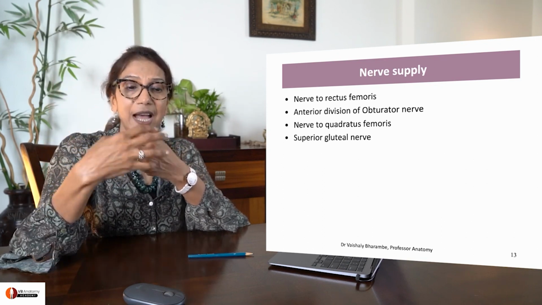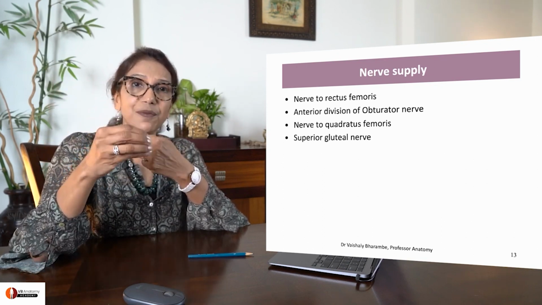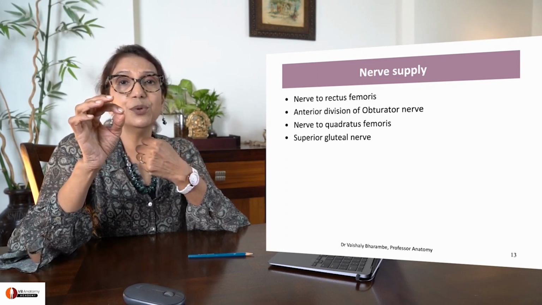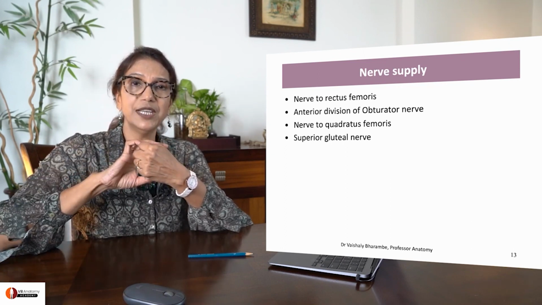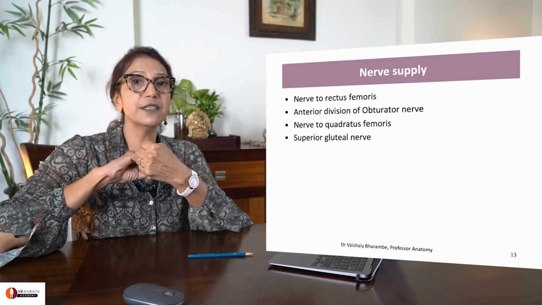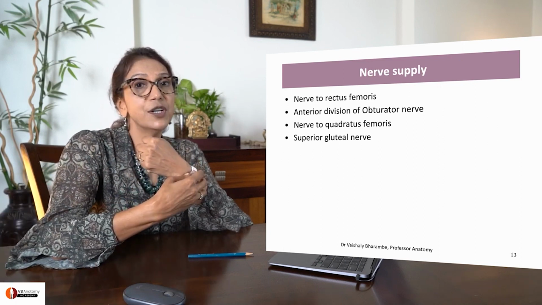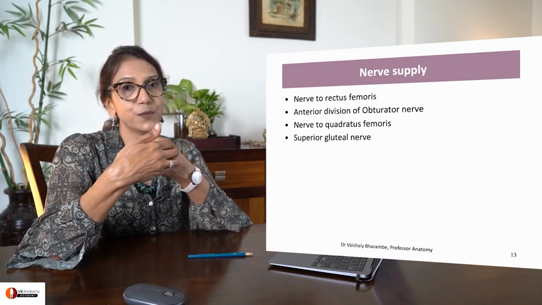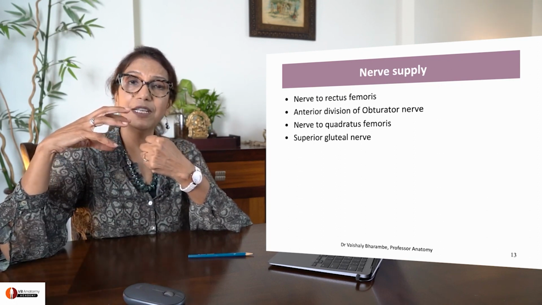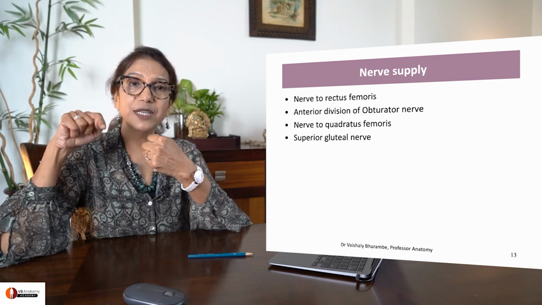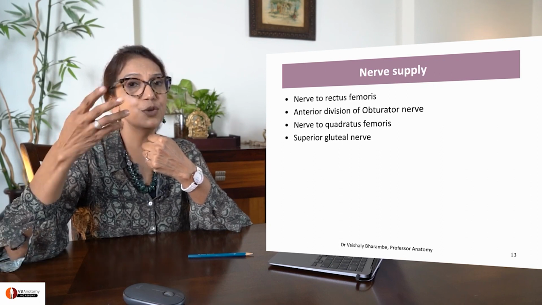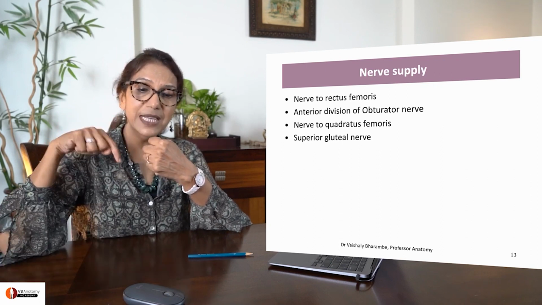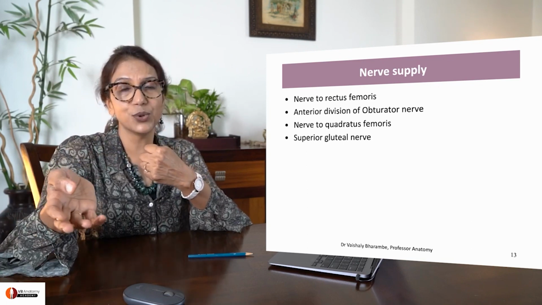Common sense. Anterior nerve will be a branch of femoral nerve. Basically, it's the nerve to rectus femoris. Posterior nerve is nerve to quadratus femoris. Medially, which nerve do you get in the medial compartment? Obturator nerve. So, a branch from obturator nerve. And what is the nerve supplying gluteus medius and minimus? Superior gluteal nerve. So, these 4 nerves supply your hip joint.